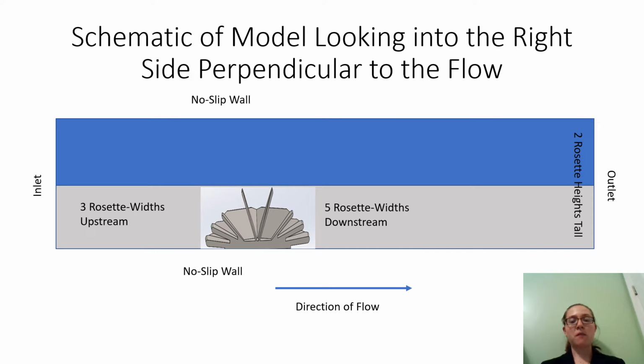Now we look at a schematic of the model looking into the right side of the channel, perpendicular to the flow. The channel as a whole is a rectangular prism, and thus we have a rectangular cross-section again. On our left-hand side is the inlet, and on the right-hand side is the outlet. The entire channel is 2 rosette heights tall, as detailed before. The rosette itself is set to be 3 rosette widths downstream from the inlet and 5 rosette widths upstream from the outlet. Here you see our no-slip walls and the direction of our primary fluid flow.